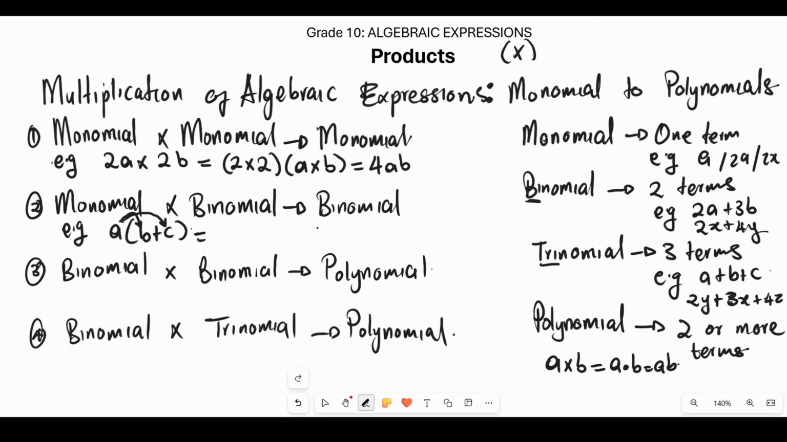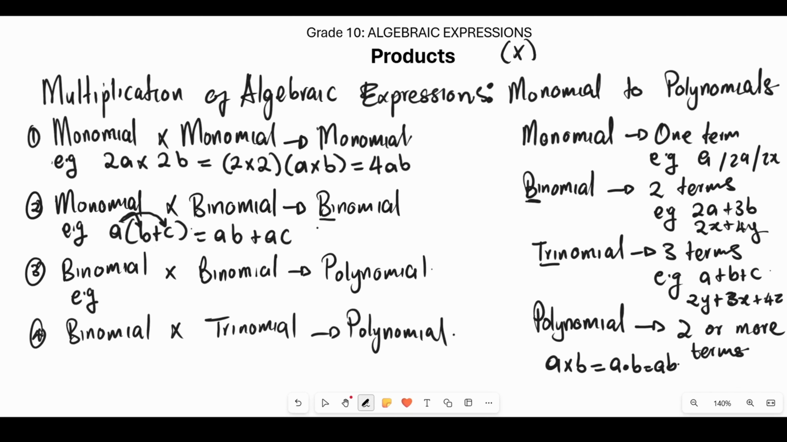A will be distributed towards A and what? Towards B and C. So A multiply B, it's going to be AB plus A multiply C, which is going to be AC. The reason I said our result is going to be a binomial is because we have the first term and the second term, which is two terms. Yes, you said it, which is going to be a binomial.